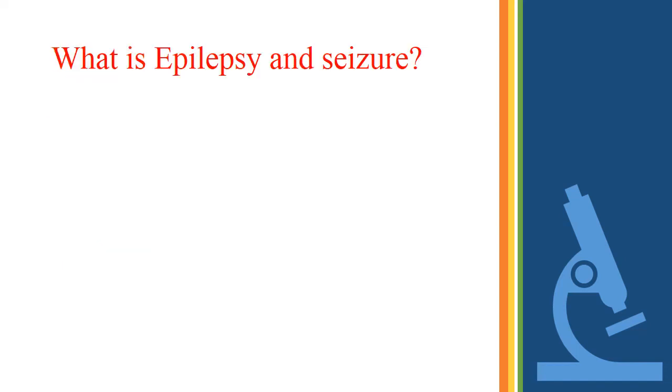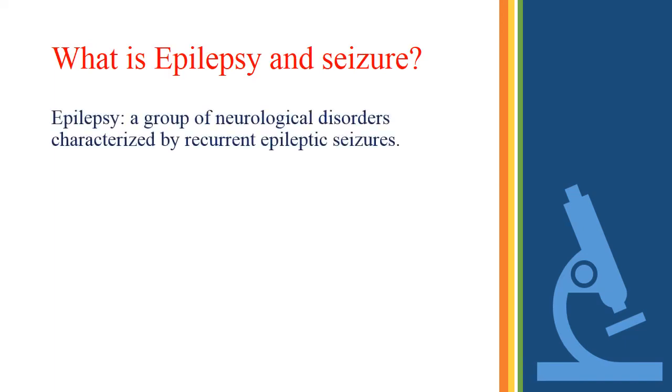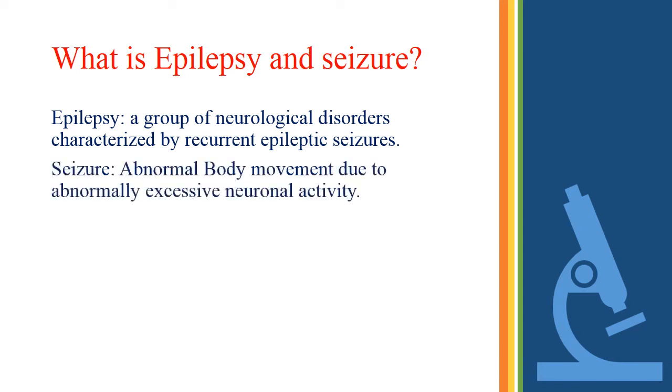So what is seizure and what is epilepsy? Epilepsy is a group of important neurological disorders. One of those disorders is the seizure, recurrent epileptic seizures. So seizure is a symptom, but the main disease is called epilepsy. So what is seizure? Seizure is the abnormal body movements which occur due to abnormal excessive neuronal activity.